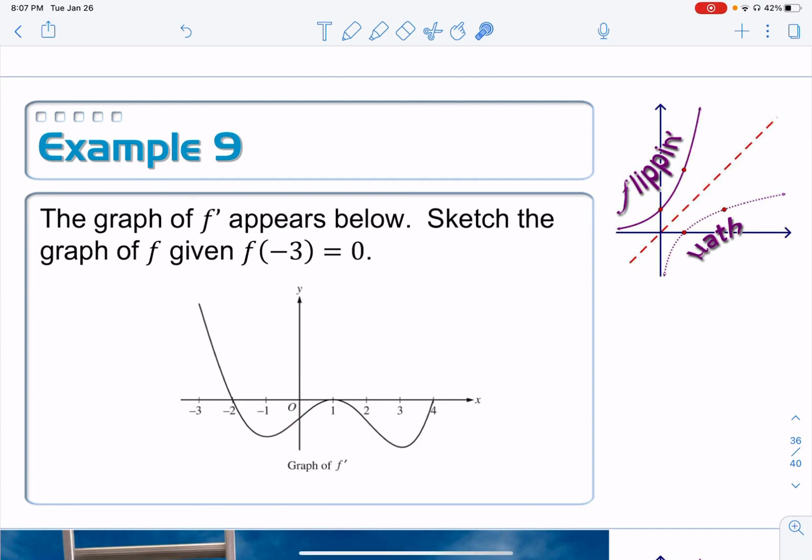All right, you get the picture. You draw a picture of this. You sketch a graph of this, given this initial condition here.